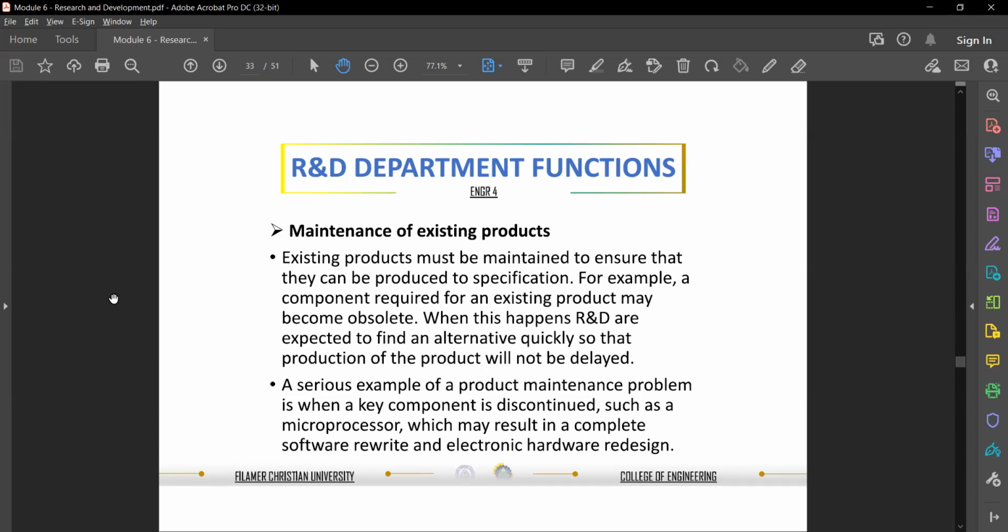So ito na yung parang bumili ka ng stereo tapos cassette pa. So bumili ka ng VHS tapos wala na palang VHS tape na available. Diba? So obsolete na. So when this happens, R&D are expected to find an alternative quickly so that production of the product will not be delayed.